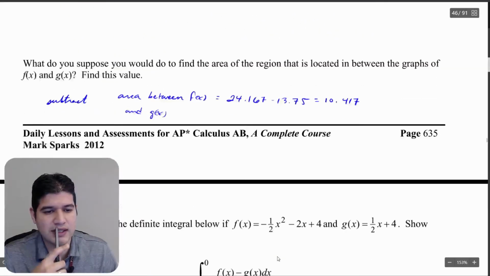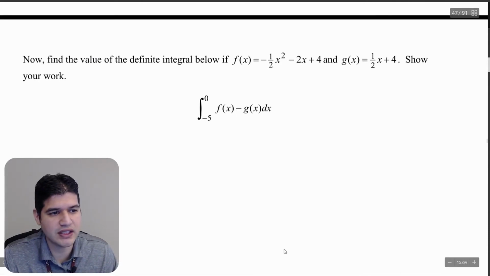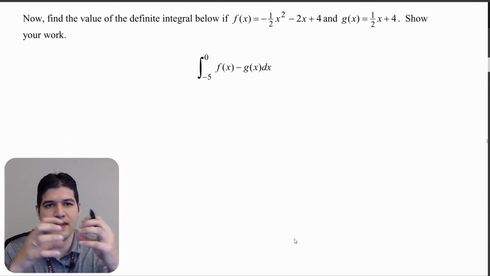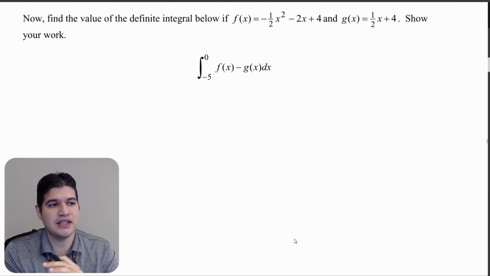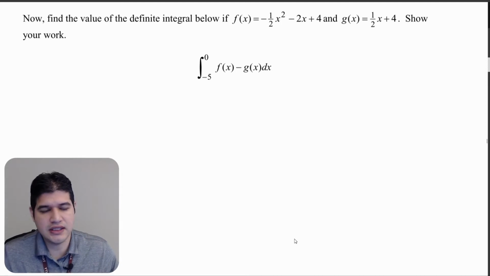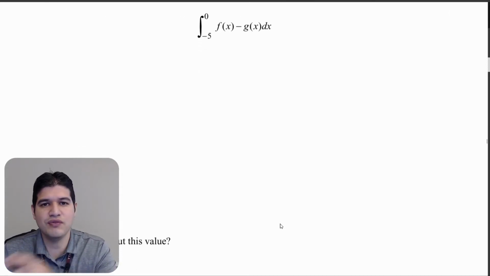Now that we know what f of x is and we know what g of x is, we want to combine them together. Don't do separate integrals. Put them all together and see if we can get the same answer. Let's see what we can do here. We've already done work like this, so we're going to speed up the video and see if we do all that same work again.